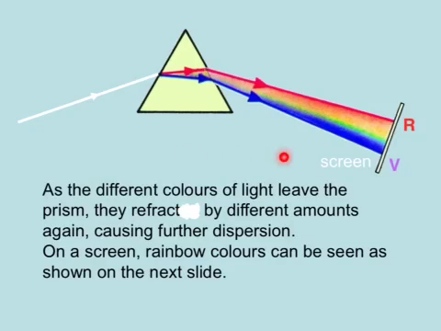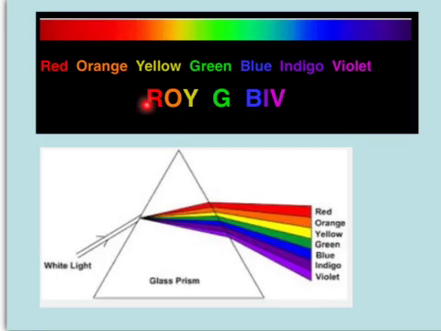Referring to this diagram, it says here, as the different colors of light leave the prism, they refract by different amounts again, causing further dispersion. You can see that on the screen, where rainbow colors can be seen as shown on the next slide. Remember this: Roy G. Biv. And for exam purposes, you have to remember that the red is at the top, violet at the bottom.